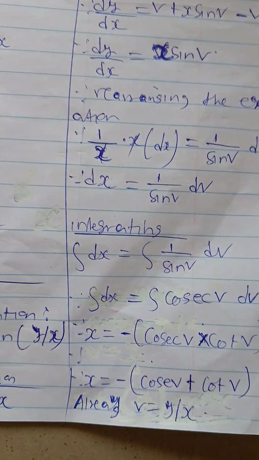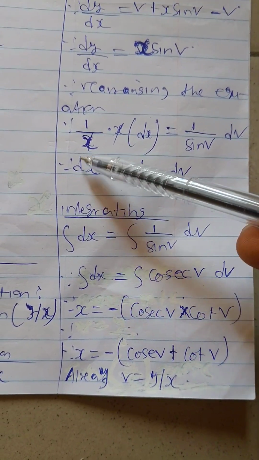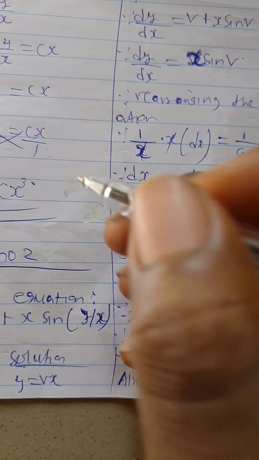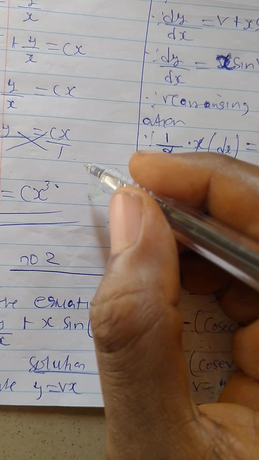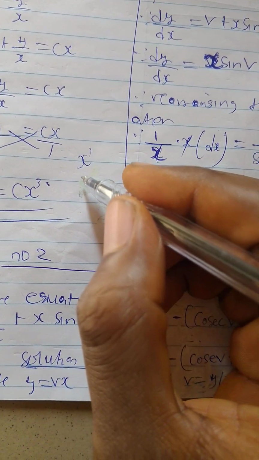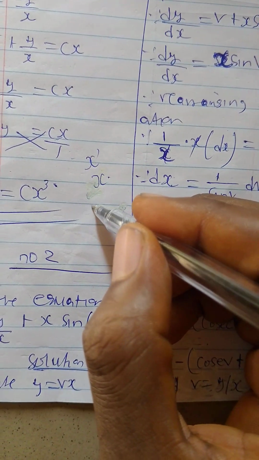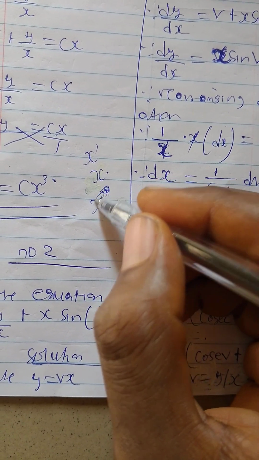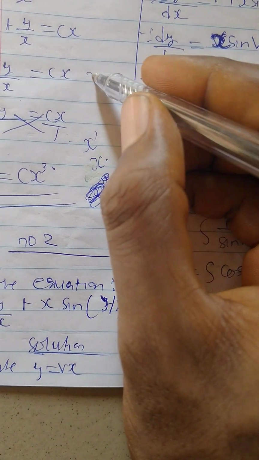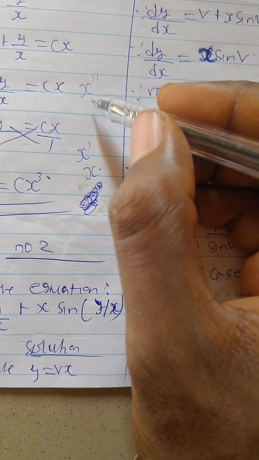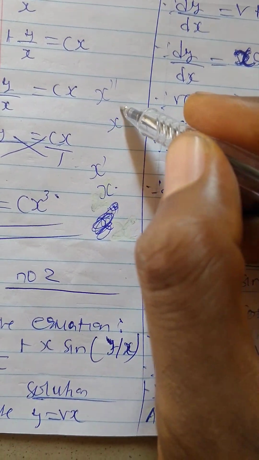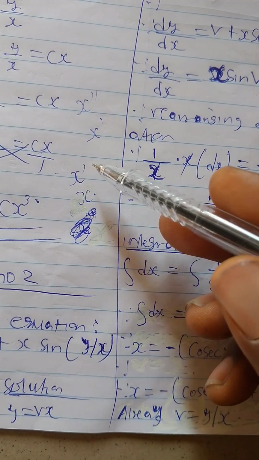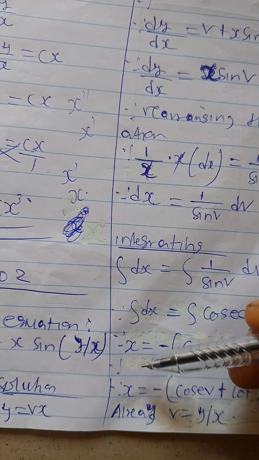Now integrating this becomes what? Integrating dx is the same thing as x. I know that dx is the same thing as x prime, so integrating x prime is the same thing as x. As usual, integrate x prime is the same thing as x here. So that is it.